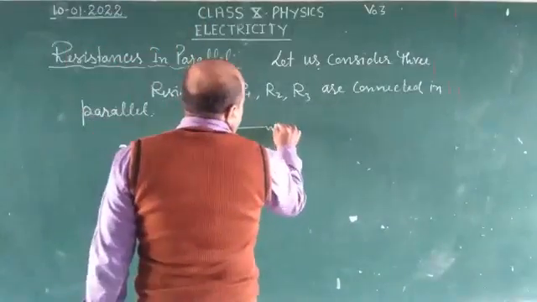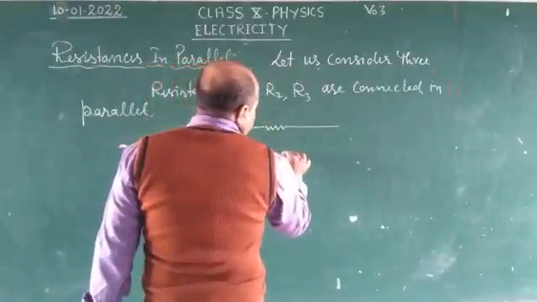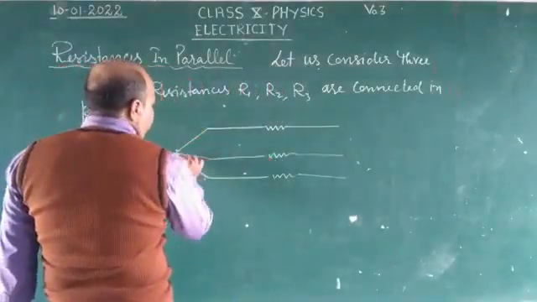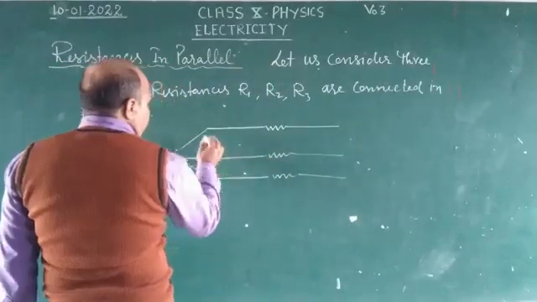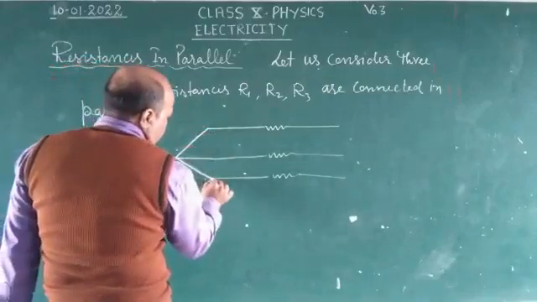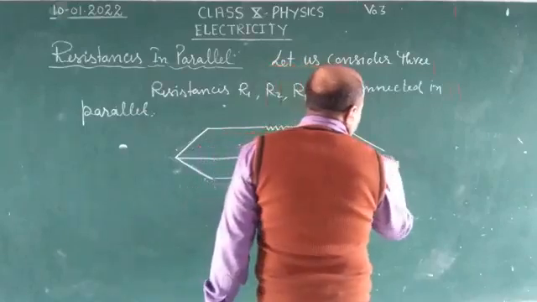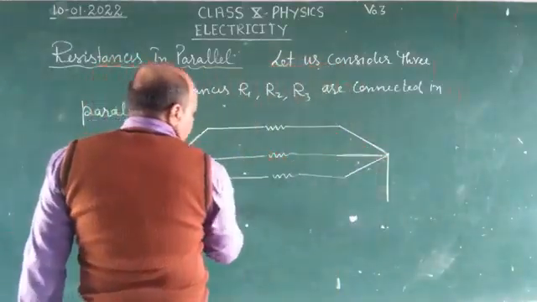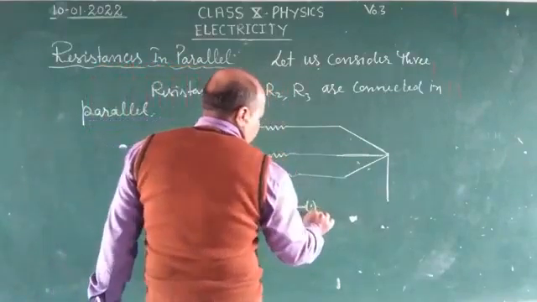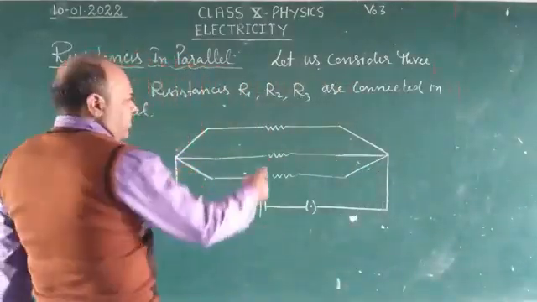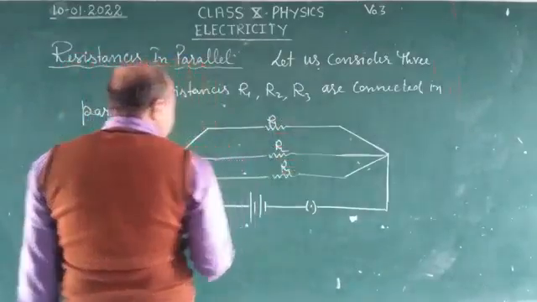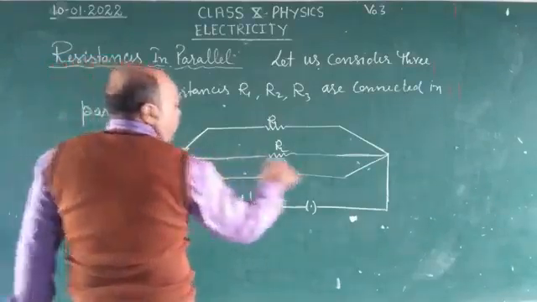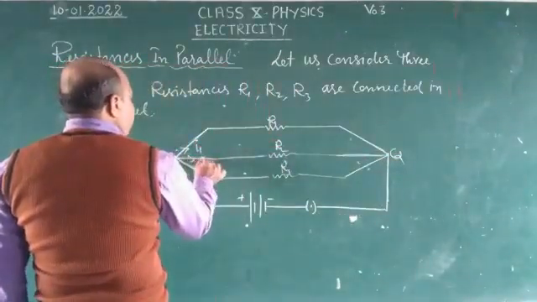You will see here, this is the first resistor R1, this is the second resistor R2, and this is the third resistor R3. The first end is connected to the first common point, and the other end is connected to the second common point. This is the battery. This is R1, R2, R3. If the current I flows through this, here it goes I1, this is I2, this is I3.